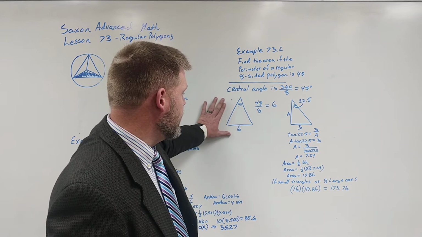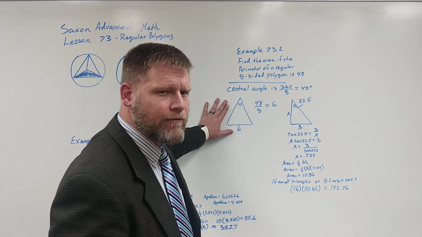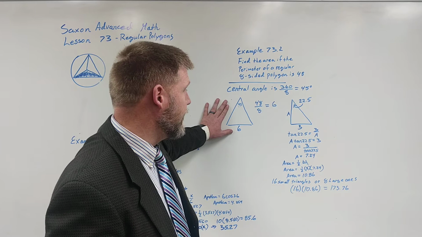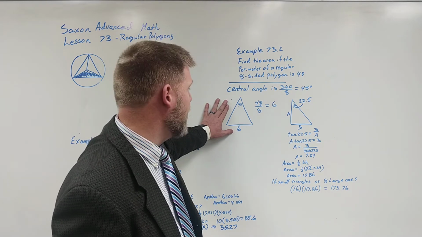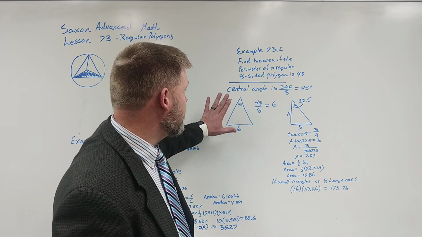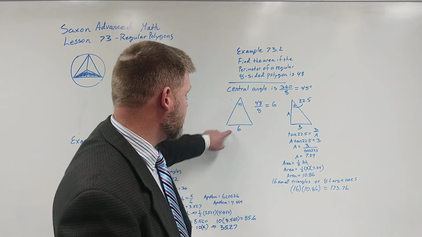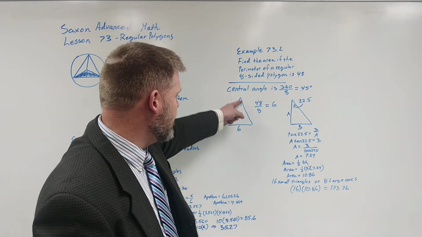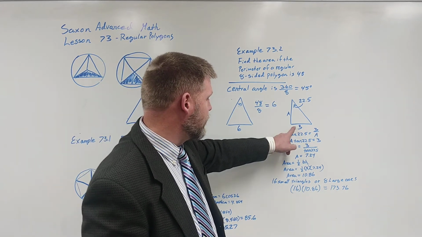I realize that it is 8-sided, so 8 goes into 360 45 times. So here's my one little piece. I didn't even have to draw the whole polygon. I don't need to do all that to realize what I'm doing here. I have a triangle that I need to find the area of, and I have this information. If I split this in half, I'm left with this triangle, right?